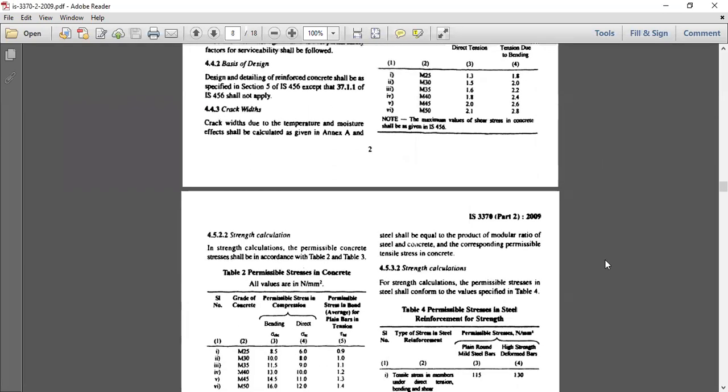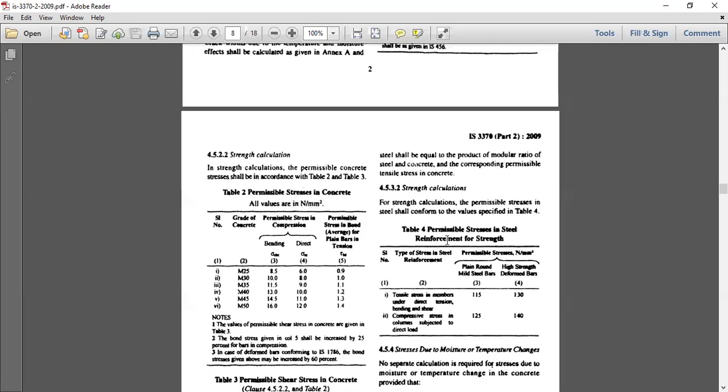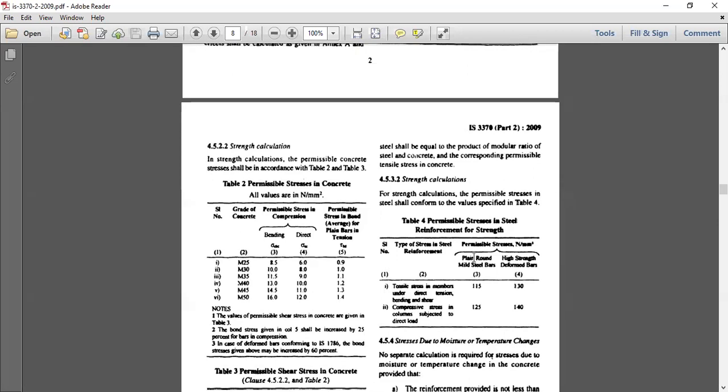And then this is the permissible stresses in concrete. So this you already know, which we have studied in WSM. Okay, so in WSM these values, sigma CBC, sigma CC, these things we have studied in WSM. So this will also remain the same. And then this is important, table 4.